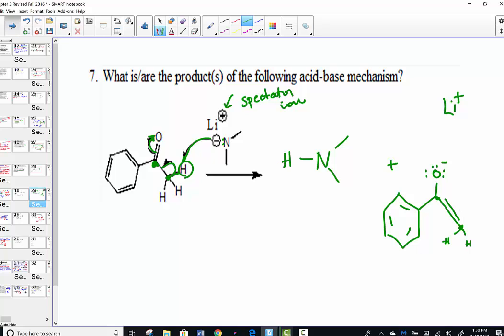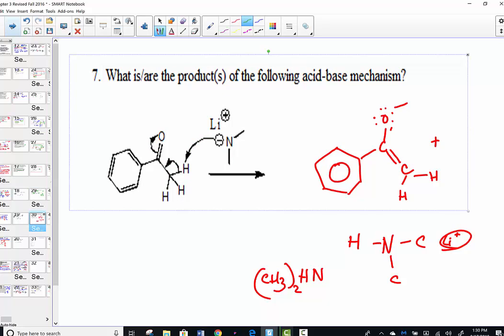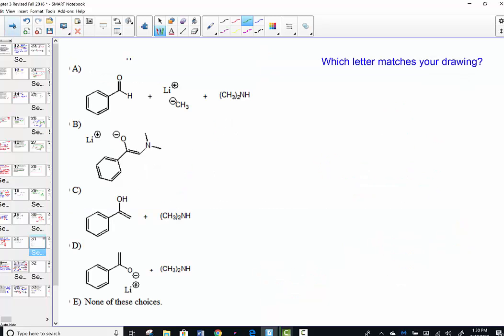So I'm following the electron arrows, predicting the product by just moving the electrons as shown in the arrows. And when I draw that in a multiple choice question, it simply becomes a matter of trying to find what choice matches yours. So here's your multiple choice. Which letter matches your drawing? Well, I can eliminate letter B because it's only showing one product. And I know Bronsted-Lowry transfers protons. We're going to have two products, a conjugate acid and a conjugate base.